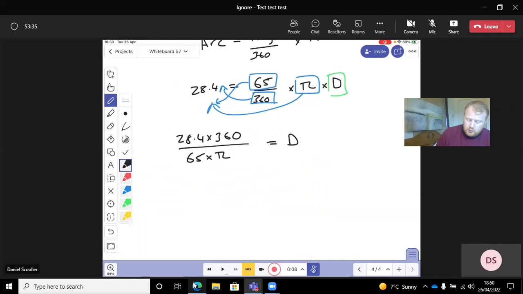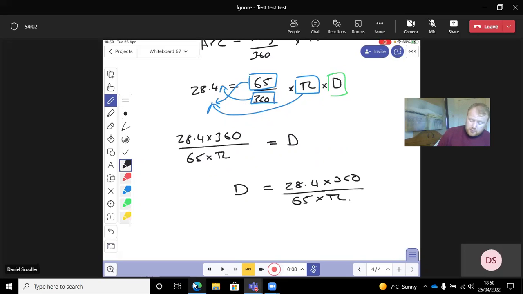Okay, so I want d on the left hand side, so that's just a seesaw. Remember that equal sign, just a seesaw. That means the left hand side equals the right hand side, so I'll just switch them around and write it like that. Those two lines are exactly the same.